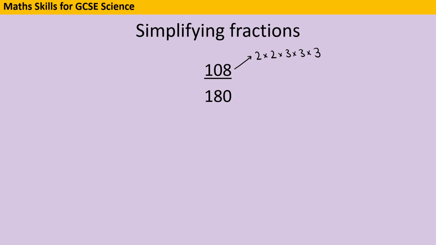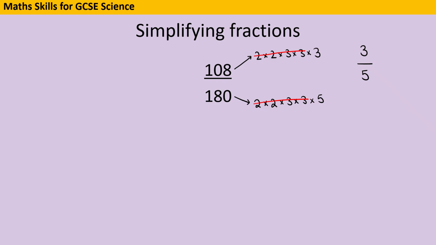Then I go through that same process with 180, and I find out that 180 can be expressed as 2 times 2 times 3 times 3 times 5. So you can see here that I've got 2 2's that can cancel out, and I've also got 2 3's that can cancel out. So if I get rid of those, then what I'm left with is 3 divided by 5.